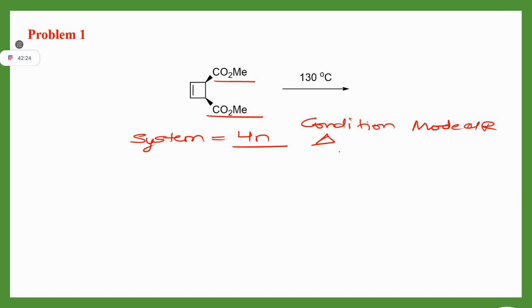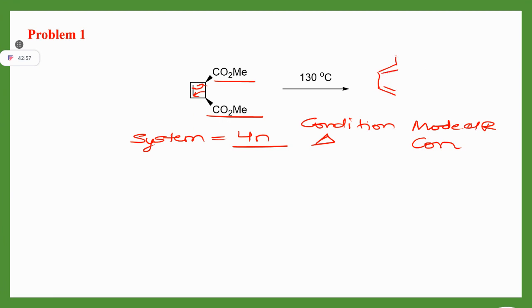It is the same as your butadiene, right? 4n system. Under heating condition, what was its HOMO? Psi 2. And psi 2 end orbital sign was different. For having constructive overlap, they should go in conrotatory fashion. Correct? So, one thing is clear that you have to open this ring. Whenever you see cyclobutene system and heating is there, think for this.